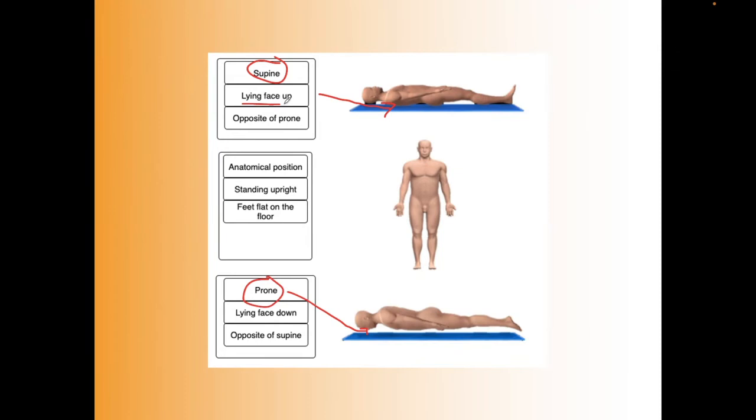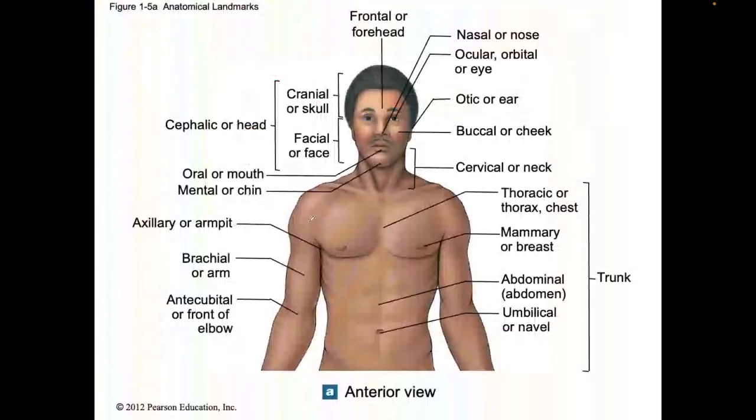So supine is lying face up. Prone is when you're lying face down. Supine is the opposite of prone, and prone is the opposite of supine. Pretty straightforward, nothing too complex. Standing upright with the feet flat on the floor and the palms anterior, that is anatomical position.